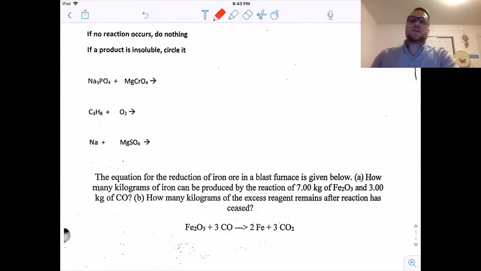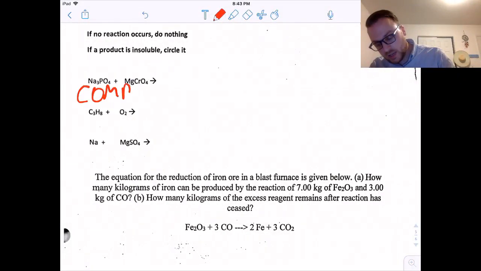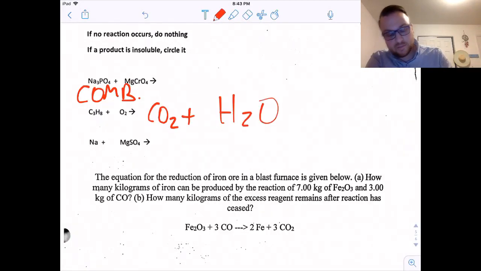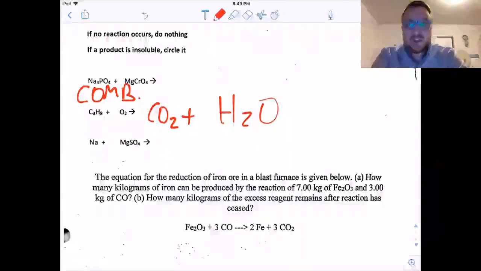Next one you need to be able to predict. If you look at that reaction there, you have a hydrocarbon, aka a CH reactant with oxygen. Your mind should go combustion every time. Combustion always makes carbon dioxide and water. Don't look at anything. Write those 2 down.